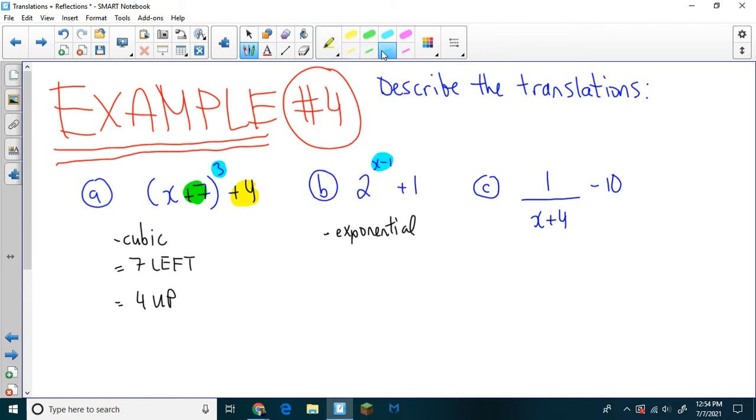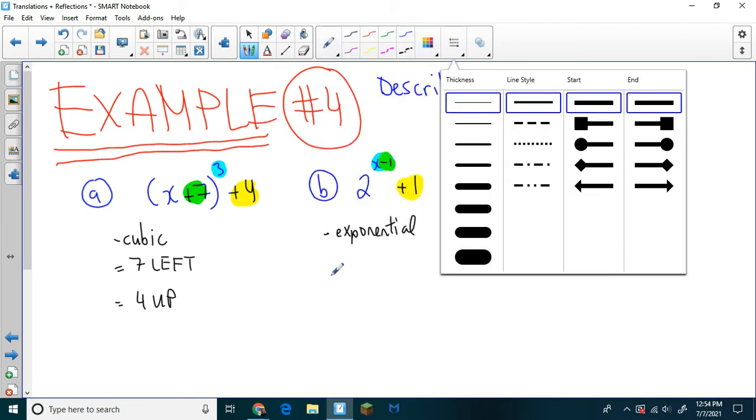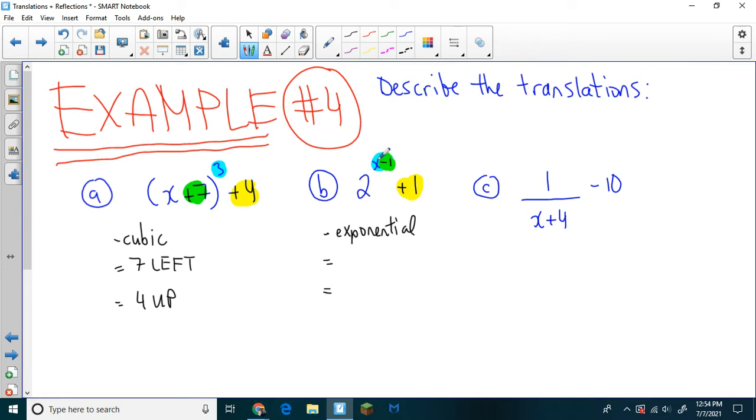And then if I look again, this part is going to tell me left or right, and this is going to tell me up or down. When you're dealing with different functions, notice how the left or right is always with the x. So here, where's the x? The x is in a bracket that's cubed. Here, the x is in the exponent. So it's in a significantly different area than what we're used to. But again, it's x minus 1, so it's the opposite. I'm going to go 1 to the right. And this is plus 1, so it's just going to be 1 up.